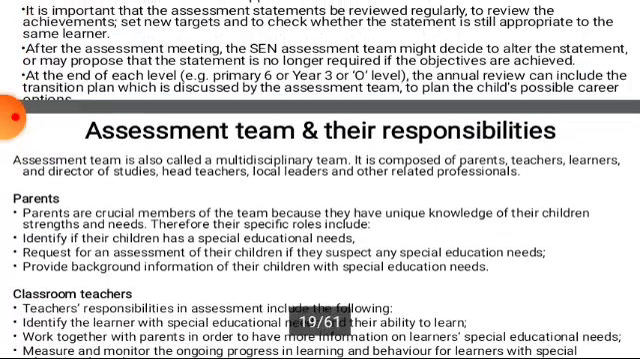We have the assessment team and their responsibilities. The assessment team is also called the multidisciplinary team. It is composed of parents, teachers, learners, the director of studies, head teachers, local leaders, and other related professionals. Let's start with the responsibilities of parents.